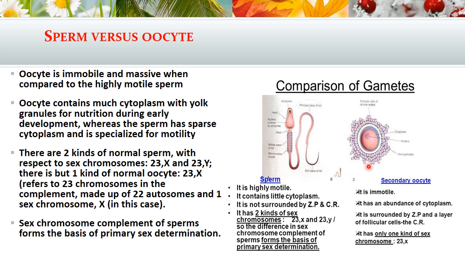Whereas the female gamete has the oocyte surrounded by a zona pellucida layer and the follicular cells, which are called the corona radiata cells. The sperm has two kinds of sex chromosomes, that is 23X and 23Y, whereas the female gamete has only one kind, the 23X, in which 22 are autosomes and one is the sex chromosome. So the sex chromosome complement of the sperm forms the basis of primary sex determination. Sex is determined by the sperm's chromosome.